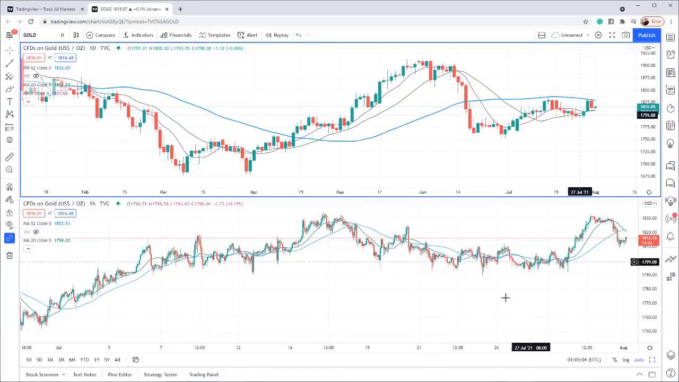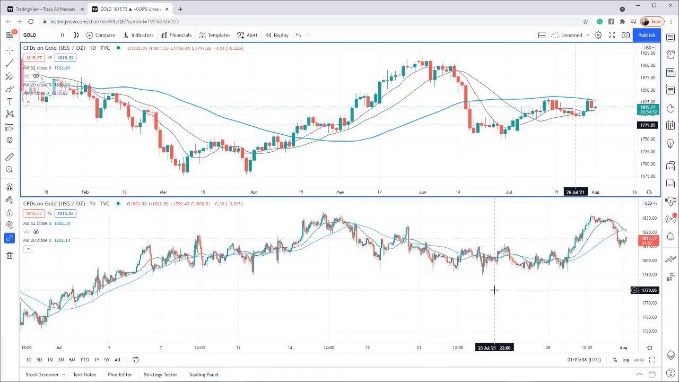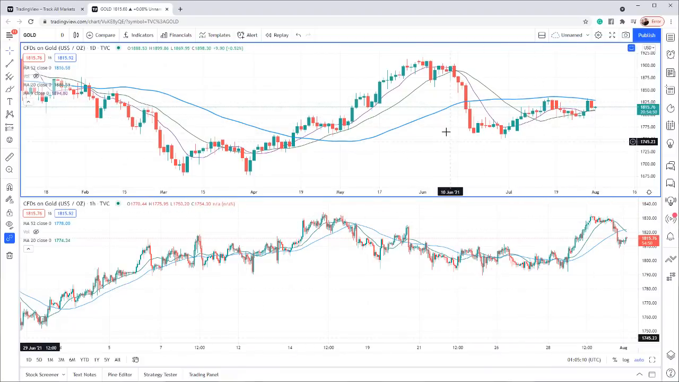Now the bottom here is the hourly chart. I want to get to that in just a minute, but I want to share with you the pattern on the daily chart first. Okay.